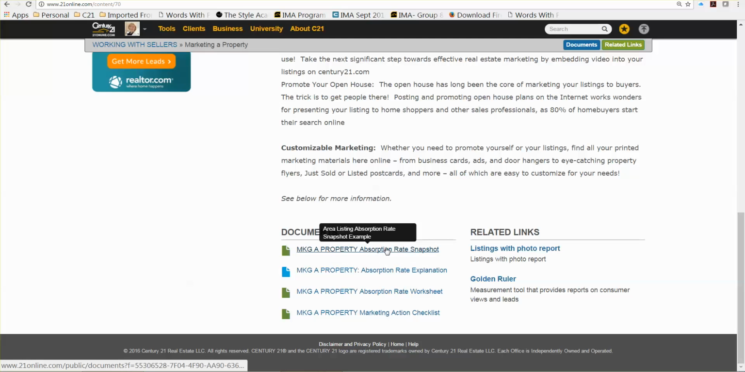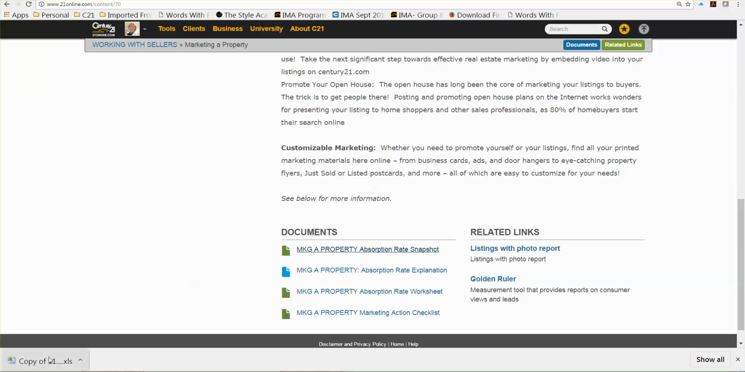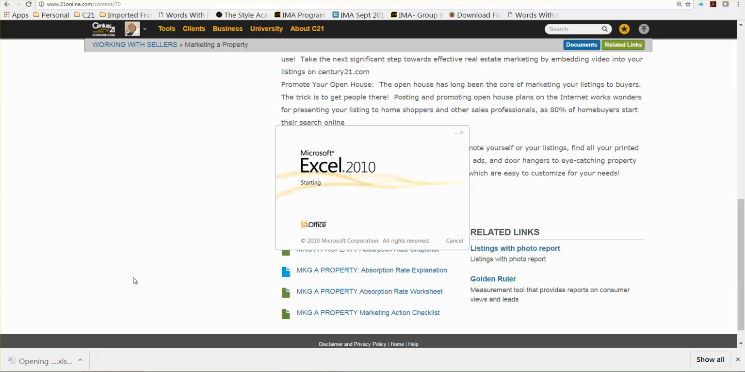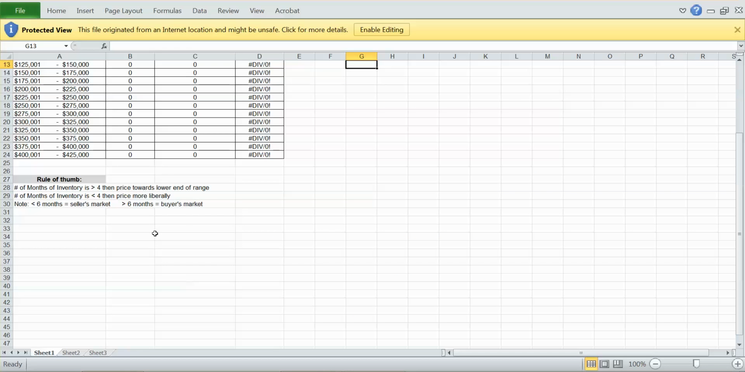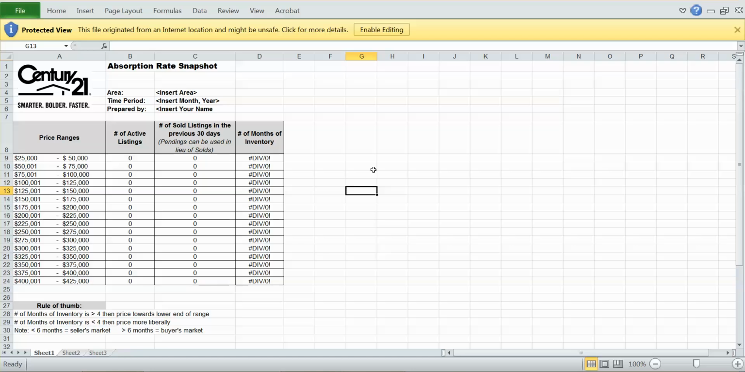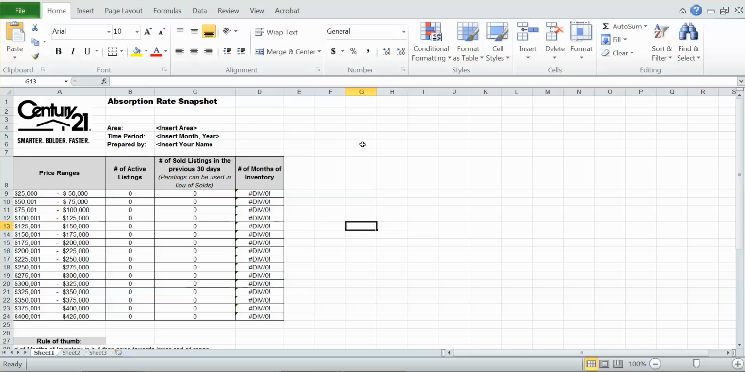Let's start with the absorption rate snapshot. So I'm going to open this up. It's an Excel spreadsheet. I have already added all the formulas to automatically calculate. All right, so here we are. So you can insert your own Century 21 logo, but if you like, you can use the Smarter, Bolder, Faster one that I've already added.